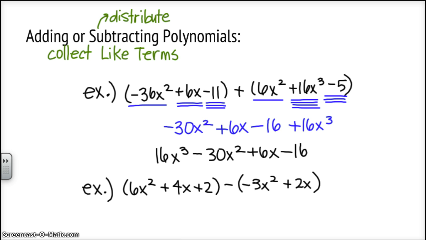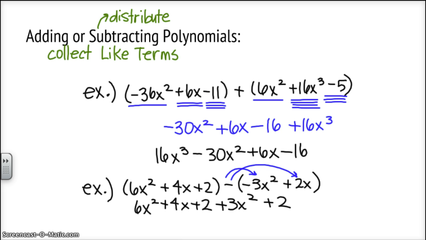Okay. So the first thing we want to do is distribute this negative into both of those right there. So really what we have here is 6x squared plus 4x plus 2, plus 3x squared plus 2x, minus, minus 2x. Okay? So, as you look at these real quick, now let's collect our like terms. 6x squared matches up with 3x squared. That's 9x squared. 4x minus 2x is going to be a plus 2x when we collect those. Plus 2. So our answer is 9x squared plus 2x plus 2.